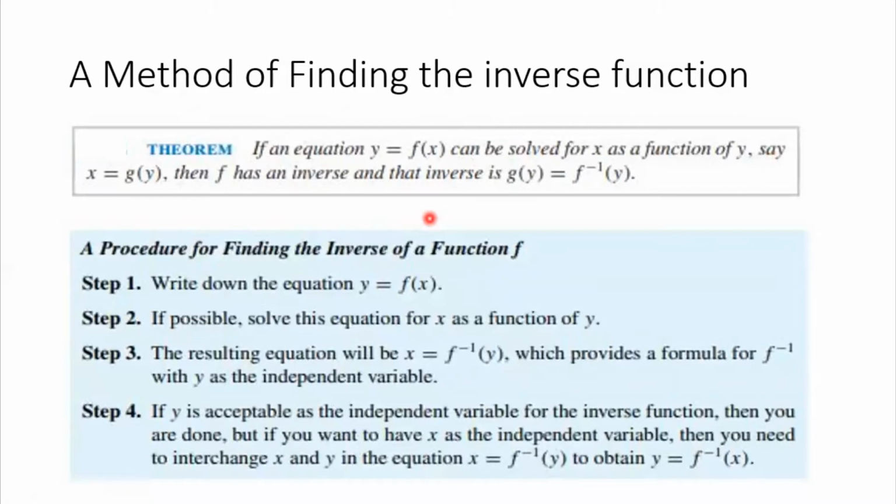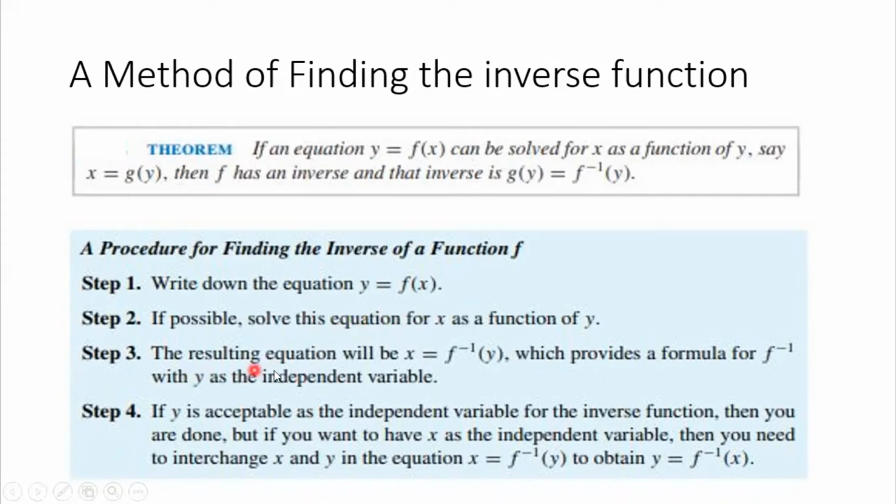So here is a procedure of finding the inverse of a function f. Number one, write down the equation y is equal to f of x. That's the first step. Number two, if possible, solve this equation for x as a function of y. That means that if we already have a function y is equal to f of x, then we are going to manipulate that function until we can solve for x in terms of y, if that is possible.